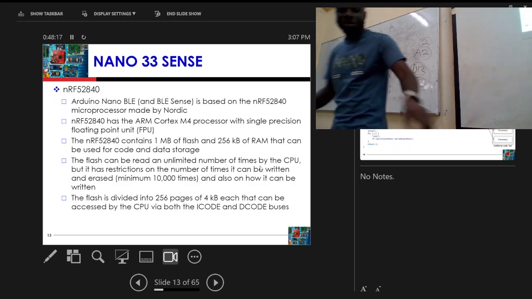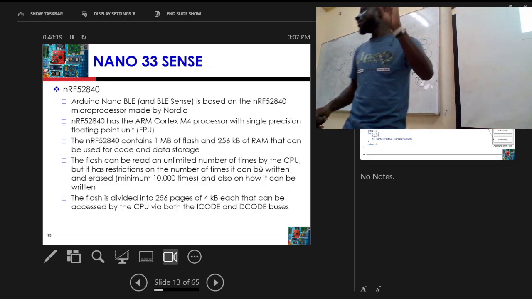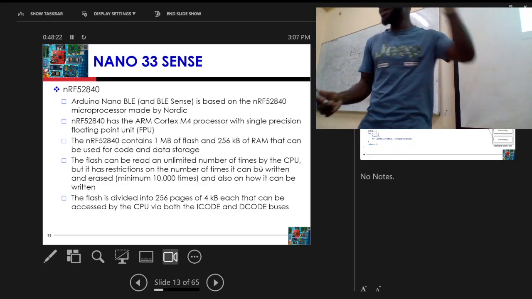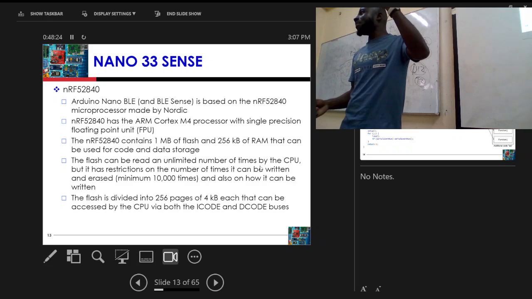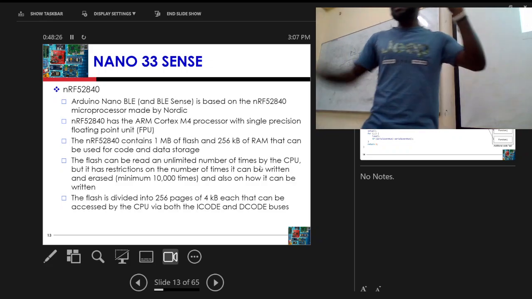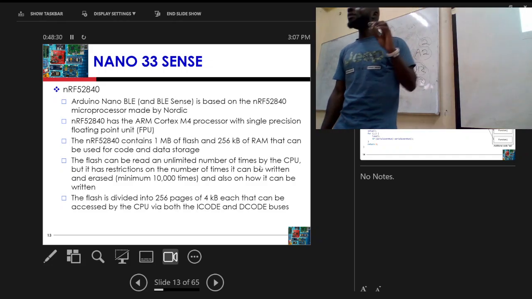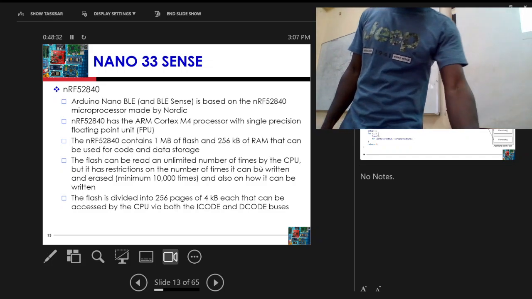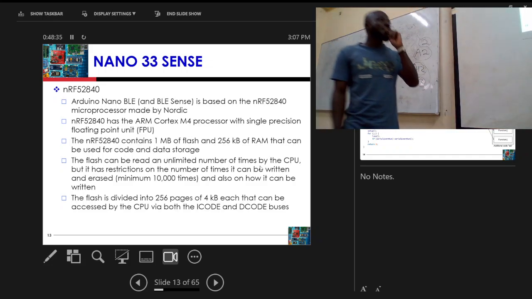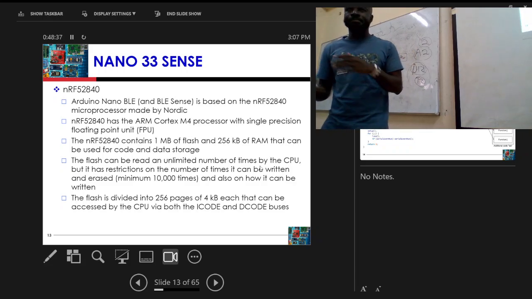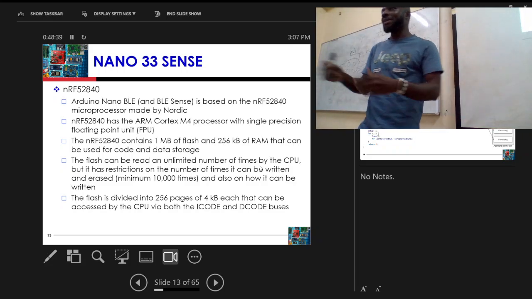I mean the flash of the board, right? The flash is what? 1 megabyte. The SRAM is what? Pardon? Two what? Okay, that's fine. Now, another important thing is that you know that you program the Arduino, right?